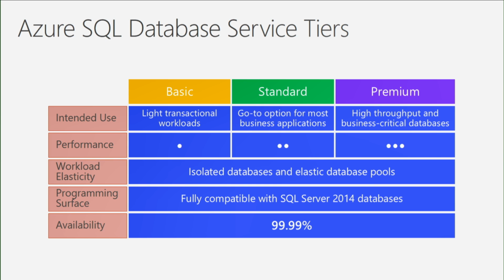The basic performance tier is most applicable for light transactional workloads. The standard tier should fit the bill for most business applications. And then you have the premium tier for the really critical and highly demanding applications. And capacity, resources, and performance are really the main difference between these three tiers that you see here.